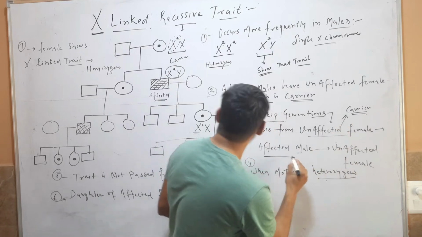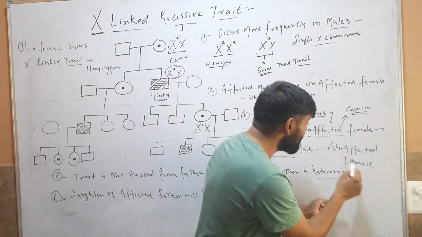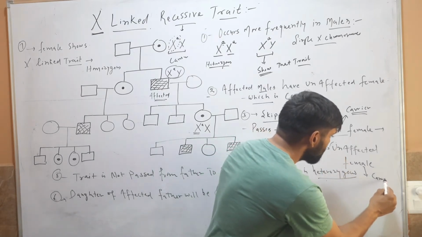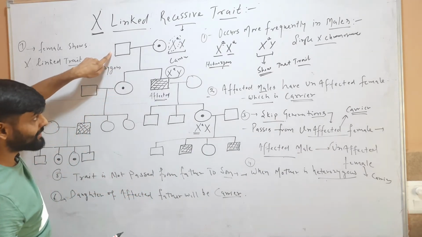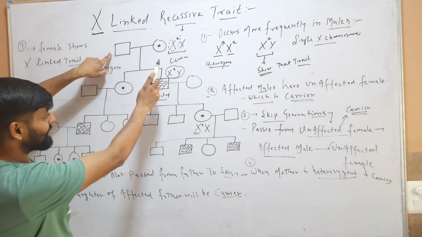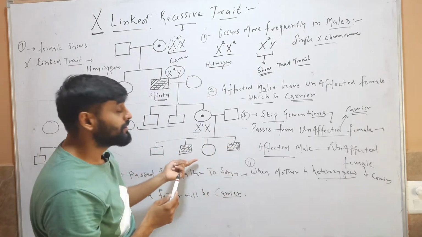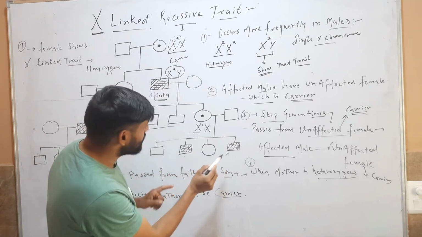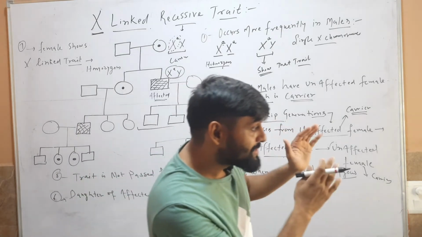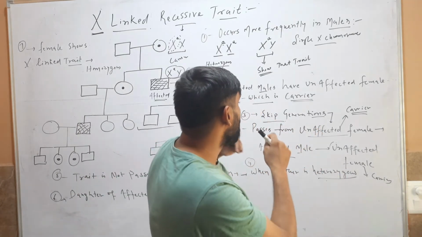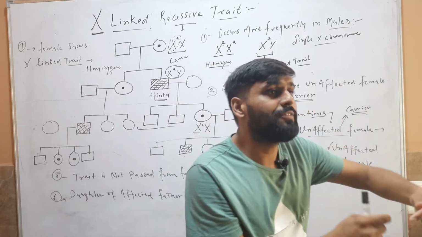Unaffected female to affected male, and from the affected male to an unaffected female, which is also a carrier. So it skips generations. You can see that here no one is affected, although the female is a carrier, but she is not affected. Here two sons are affected. So it skips generations, and you can say inheritance is like that, from unaffected female to affected male to unaffected female to affected male.